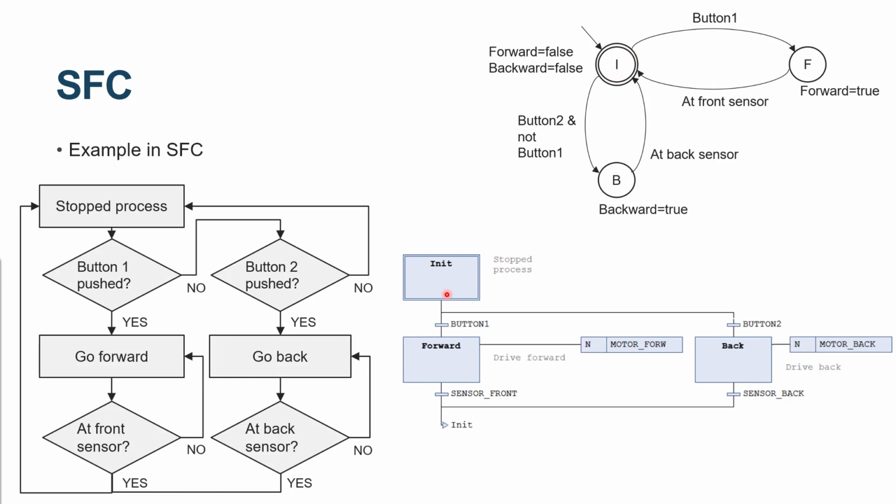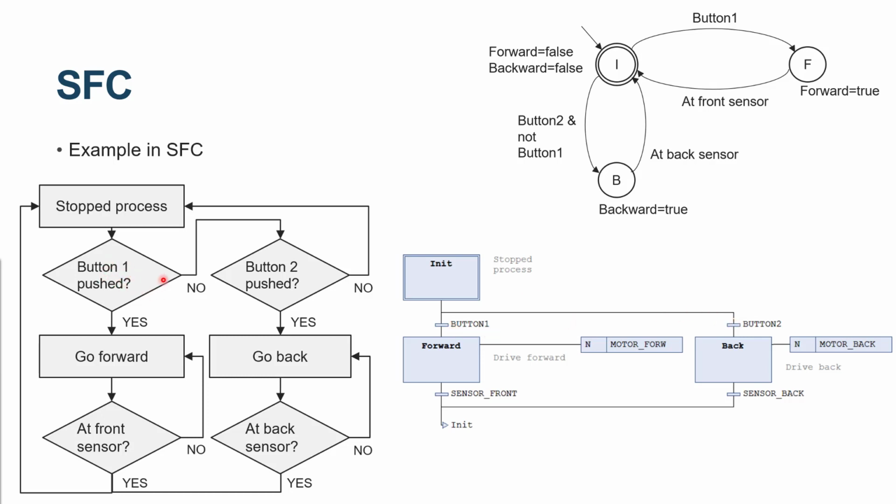the state machine. If button 1 is true, then the program goes to the step forward, where it performs an action, where it drives the motor forward, and it will continue performing that action until the next transition is true. When that transition is true, the program goes down to the next step, or in this case, a jump, back to init. We can see here as well, we have a vertical line here, and that is the choice between button 1 and button 2, as here.